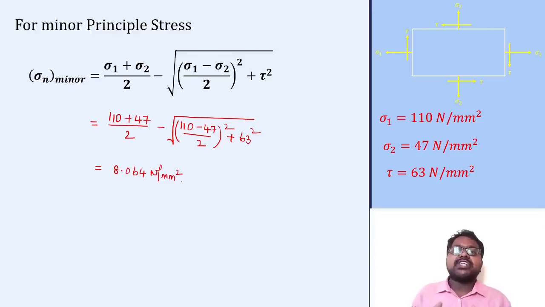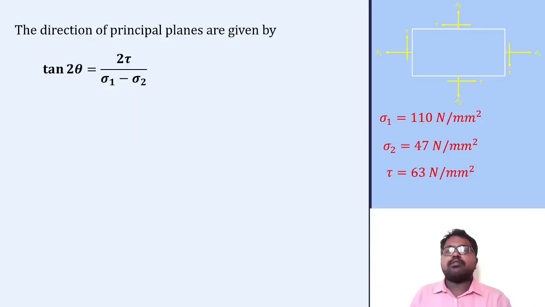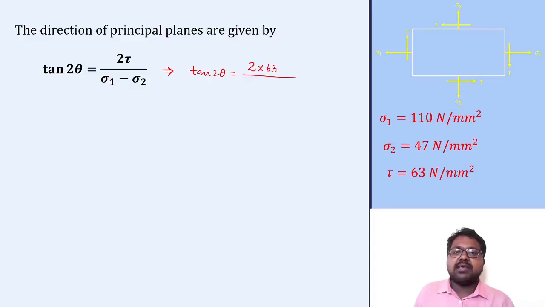We need to find the direction of the principal stresses. To get the direction, we use the formula tan 2 theta equal to 2 tau by (sigma 1 minus sigma 2). So replace the values of tau, sigma 1 and sigma 2 here. We will get the value of theta, that is the direction of the principal planes. So here tan 2 theta equals 2 tau, means 2 into 63, by sigma 1 110 minus sigma 2 47.